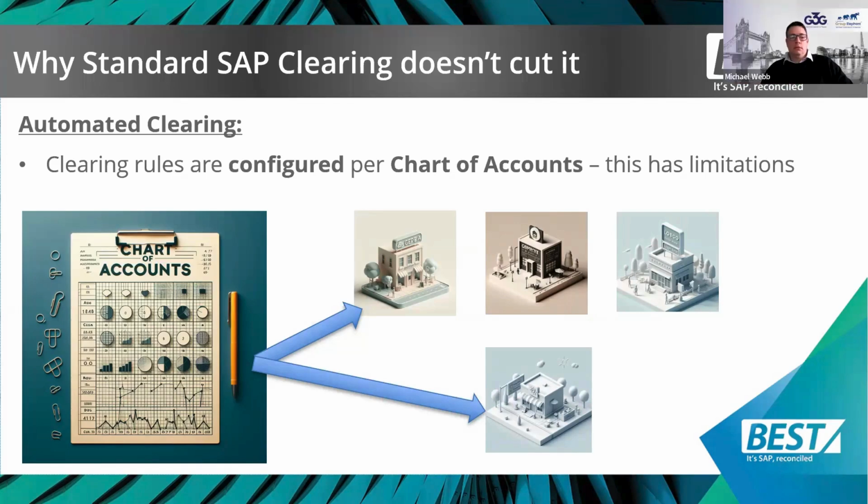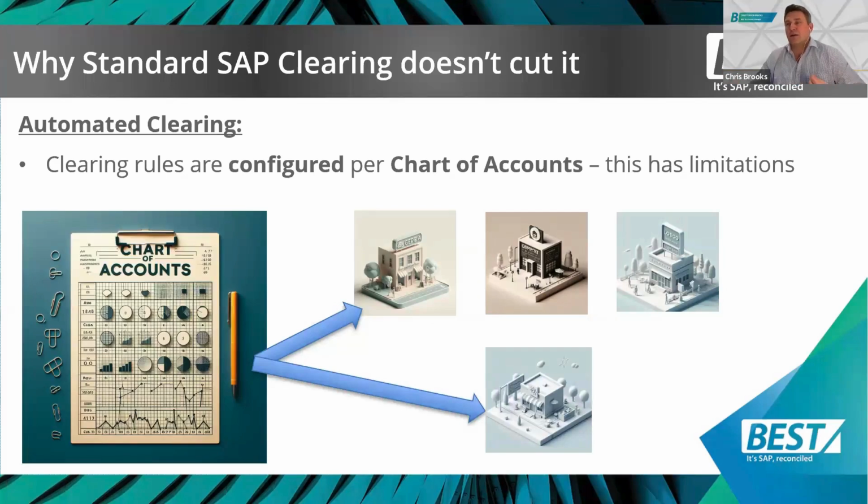So what I found was, where I was having issues with automated clearing was, whilst it can work very well if everything works perfectly, by and large that wasn't the case. And these are some of the reasons.